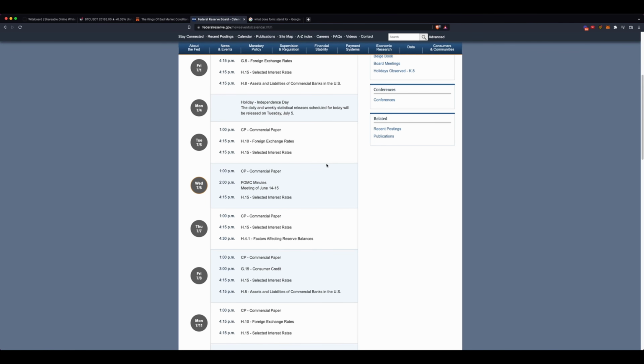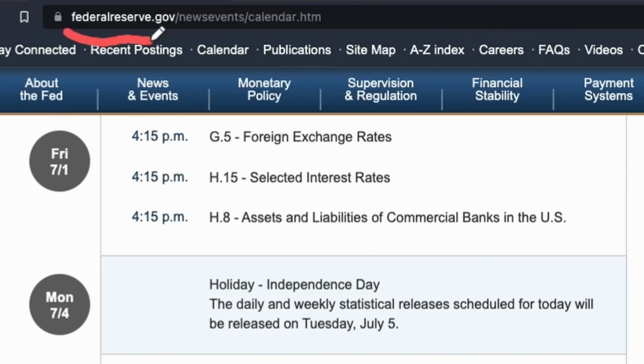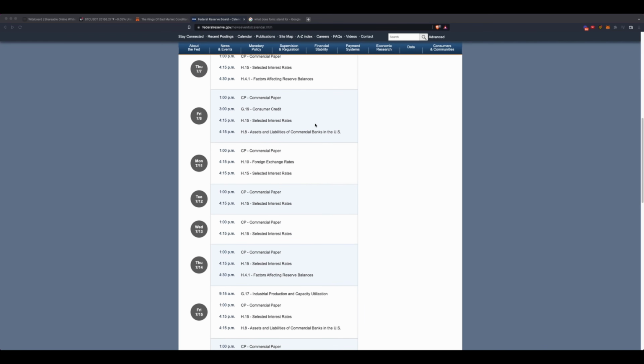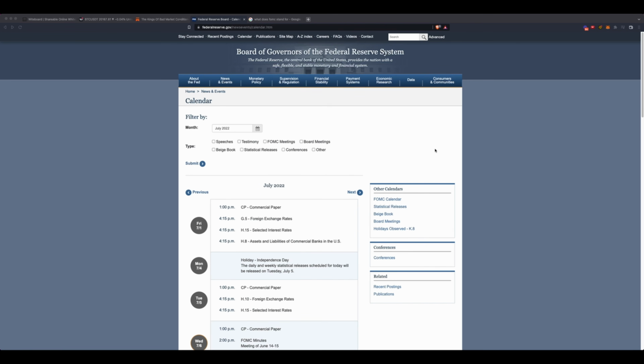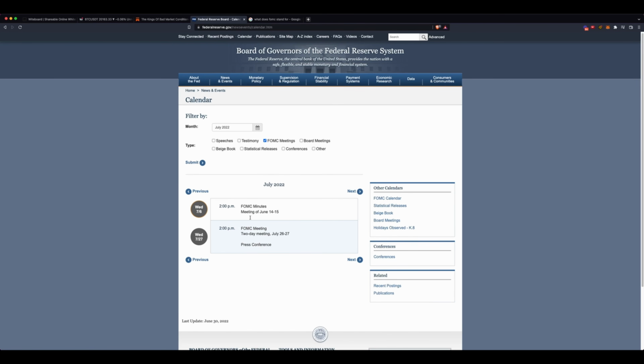So going back to the FOMC meeting. Now, the way that you figure out how to look for the FOMC meeting schedule is to go to the federalreserve.gov and check out their calendar. Usually there will be 1 to 2, sometimes 3 FOMC meetings a month, usually 2. Now, the way that you filter for that is you simply go to whatever month it is, go to FOMC meetings, and just submit. So you can see that in this month, today is the 6th of July, we have an FOMC meeting. And on the 27th of July, we have another FOMC meeting.